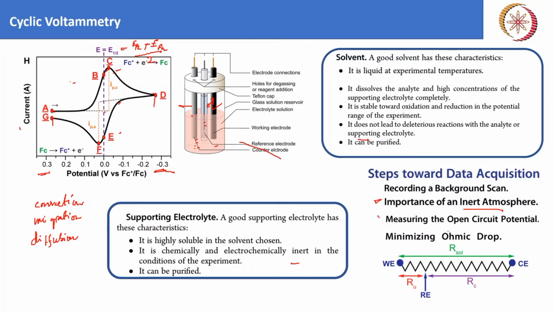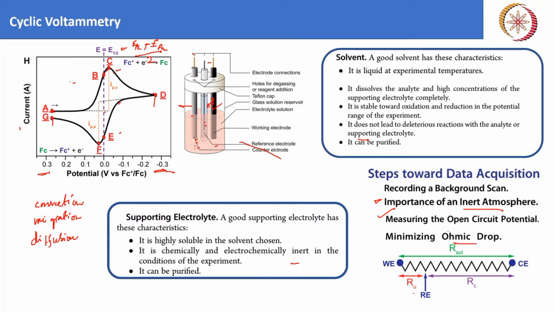The other thing is to measure the open circuit potential. Basically we are starting from point A, so we don't know where we should start scanning from. Usually, whatever electrochemical process we are doing, we should start from the ground state. For this we should measure the open circuit potential, which is the potential between the working electrode and reference electrode when you are not applying any external potential. So these things we have discussed, and the other thing is the ohmic drop.